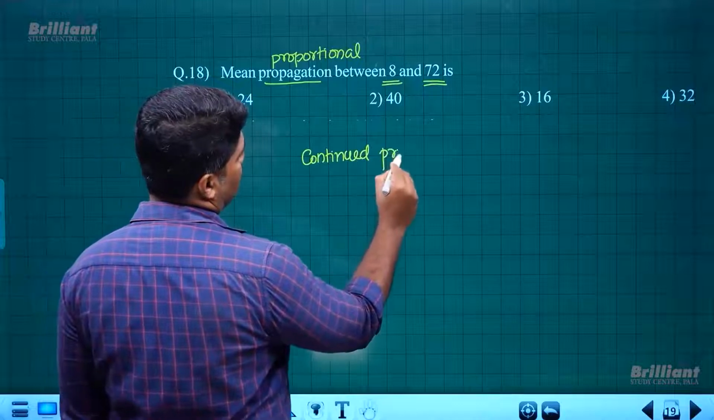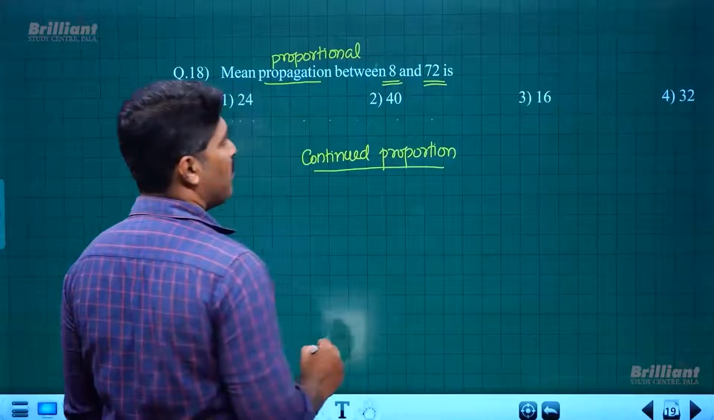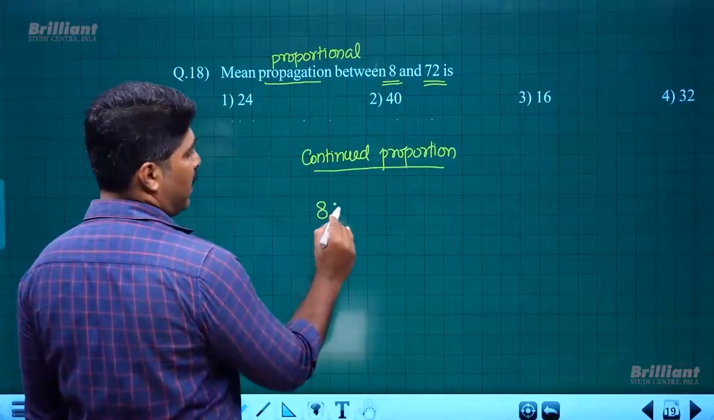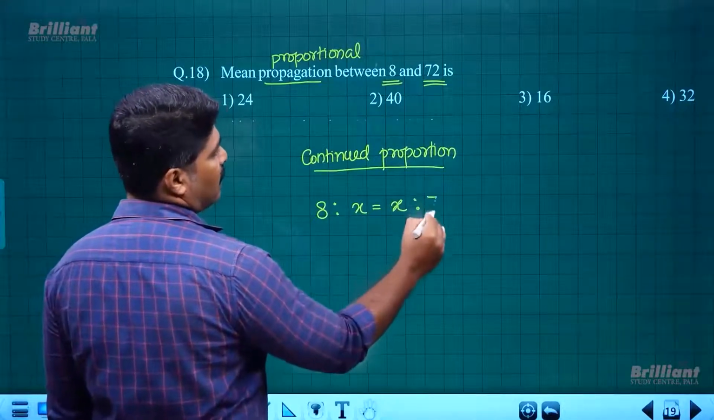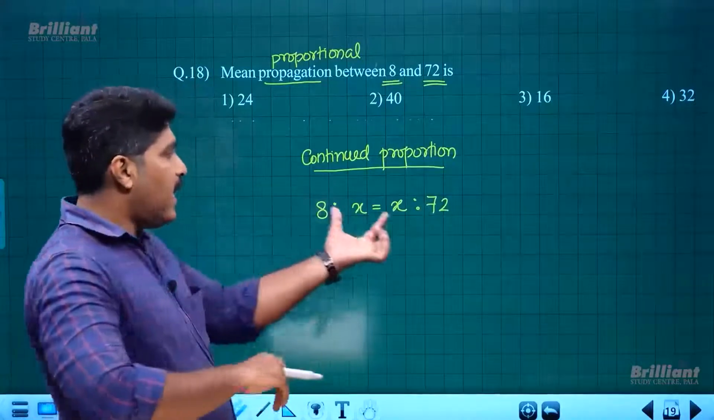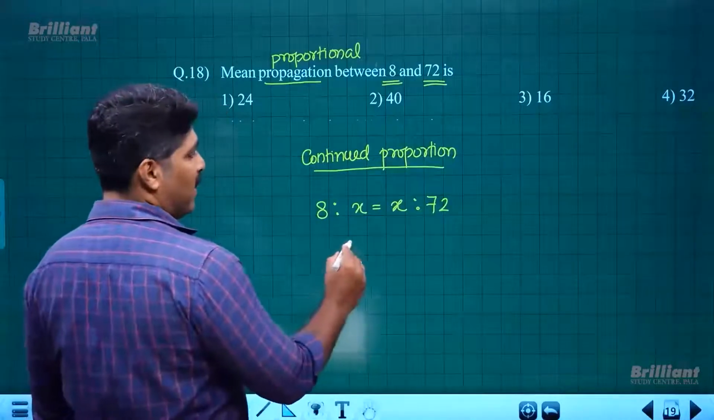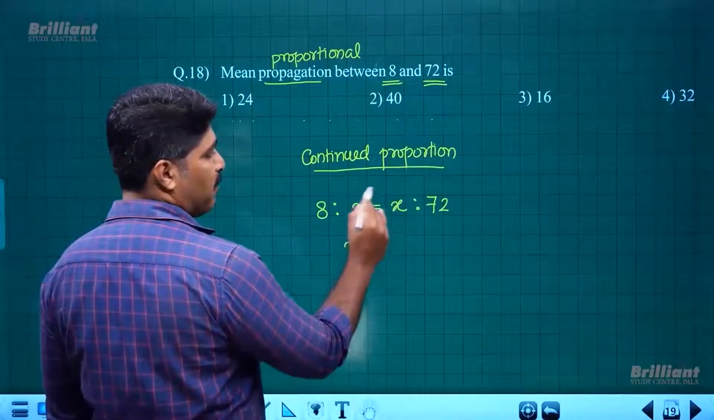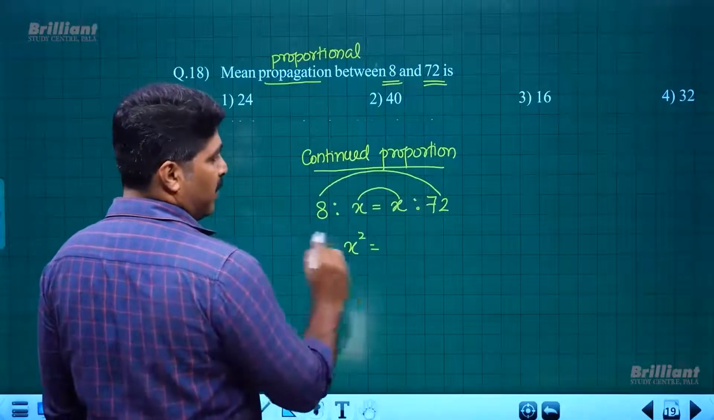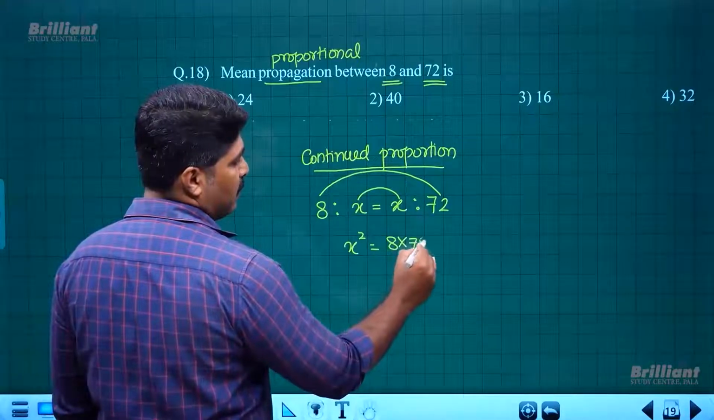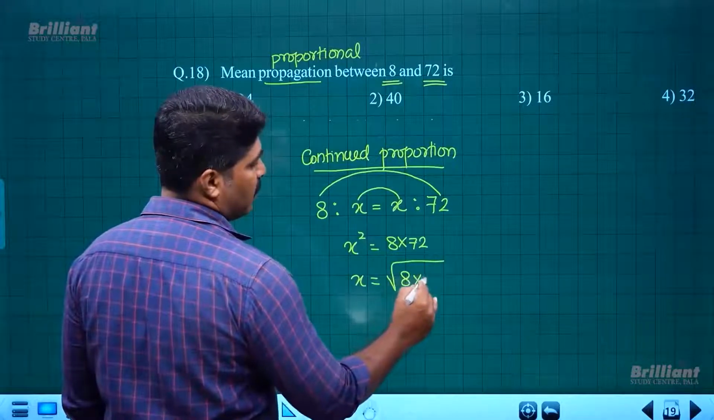Continued proportion. So if we have two values and we have to find out the mean proportional, what is the logic here? 8 is to some value, and that value will repeat again, is to 72. This is the way. And this x is called the mean proportional. Therefore, here we will get x square. We know that product of means equals product of extremes. These are called means, these are called extremes. Therefore, x square equals 8 into 72. So we are going to find x, that is root of 8 into 72.